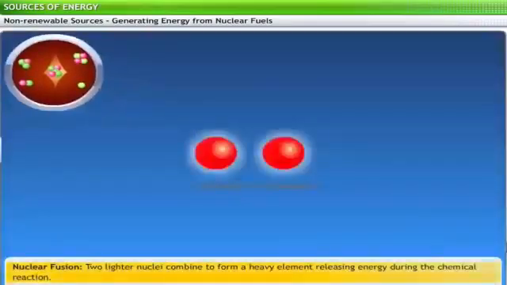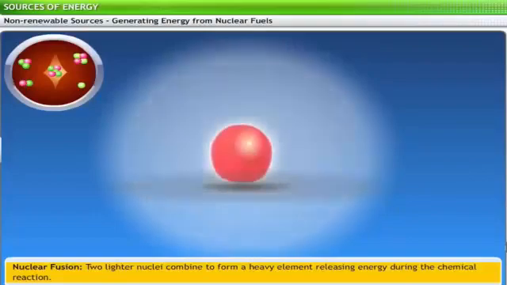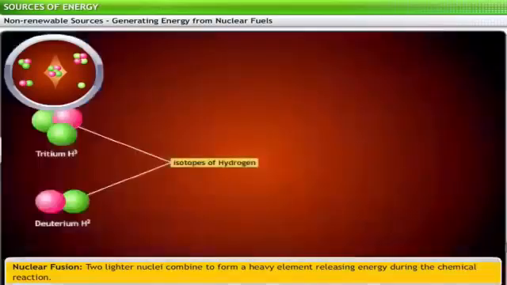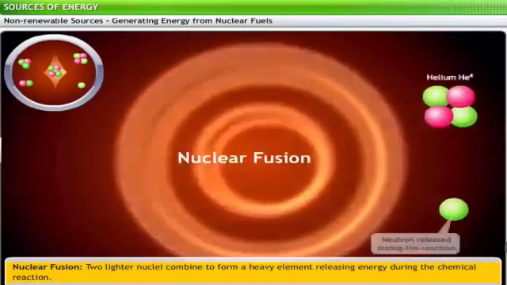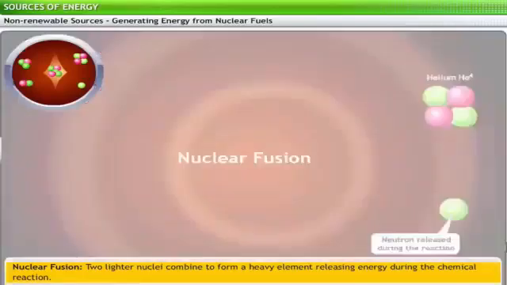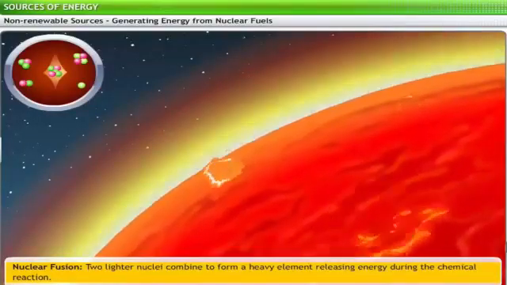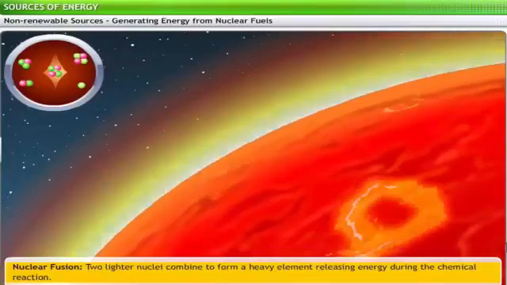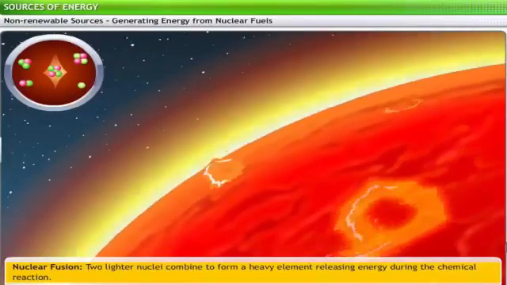Nuclear fusion involves the coming together of 2 lighter elements to form a heavy element. Nuclear energy is released when such a reaction occurs. For example, the fusion of 2 atoms of hydrogen to form an atom of helium releases energy. The release of energy from the sun and the stars is due to a constantly ongoing nuclear fusion of hydrogen atoms into helium.